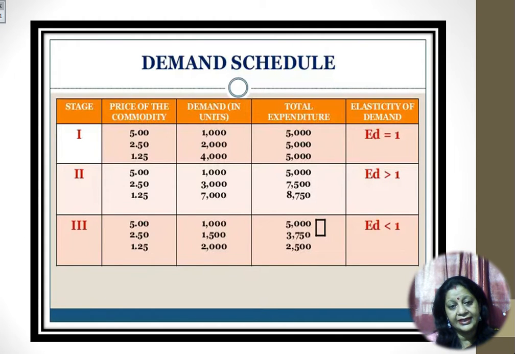In the second stage, at the same prices, the demand is 1000, 3000, and 7000. That means the total expenditure varies from 5000 to 7500 and 7500 to 87. So this is the elasticity of demand. In the third stage, you can see the difference in the total expenditure. So this total change in expenditure can be measured with the help of elasticity of demand.